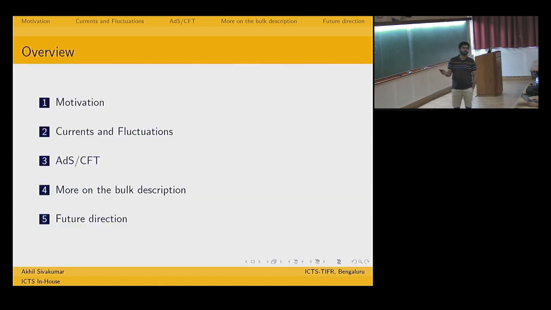We'll first run through some motivation for why we are doing these things, and then we'll talk roughly about currents and fluctuations. Then we'll give a lightning review of AdS/CFT, and then a bit more specifically on the calculations we are doing, and then some future directions.